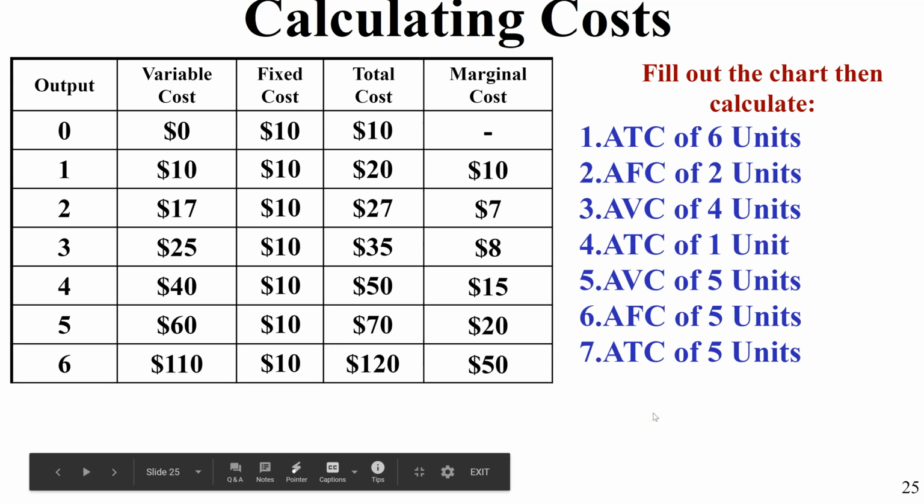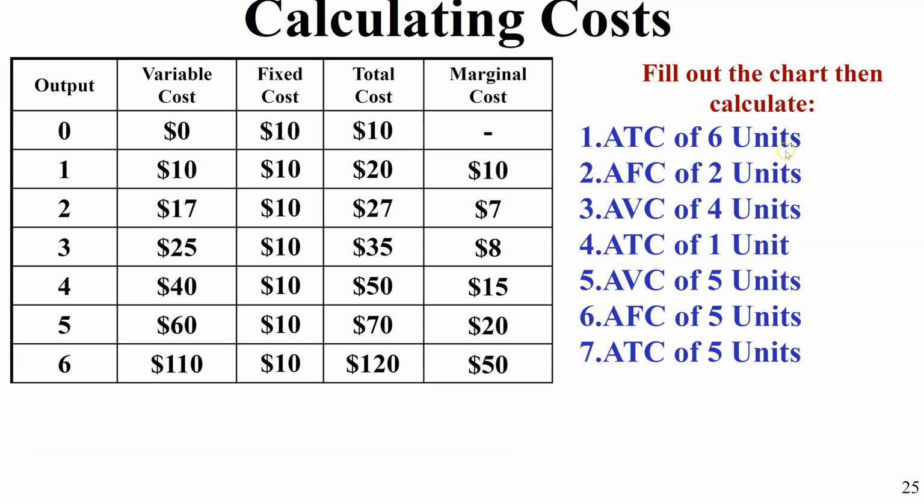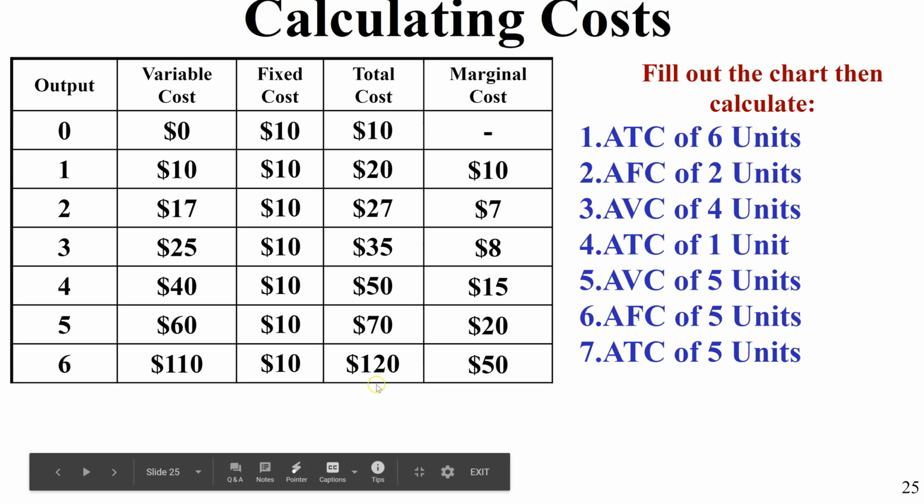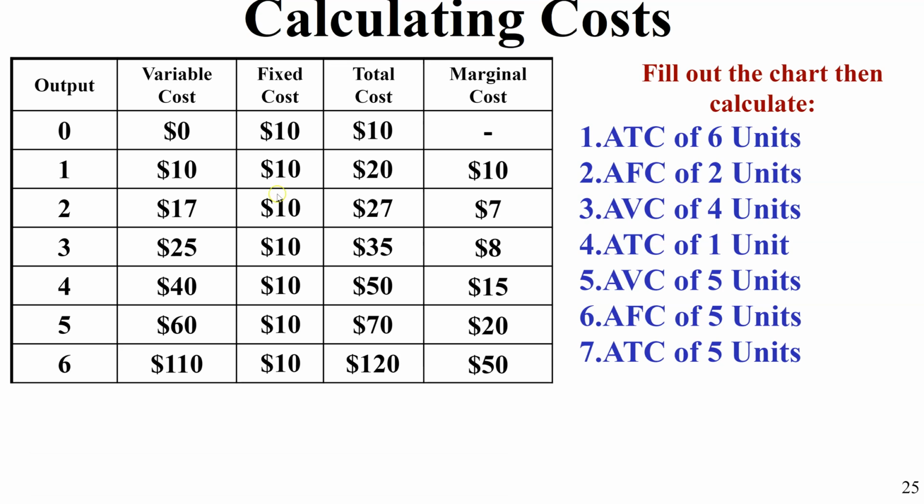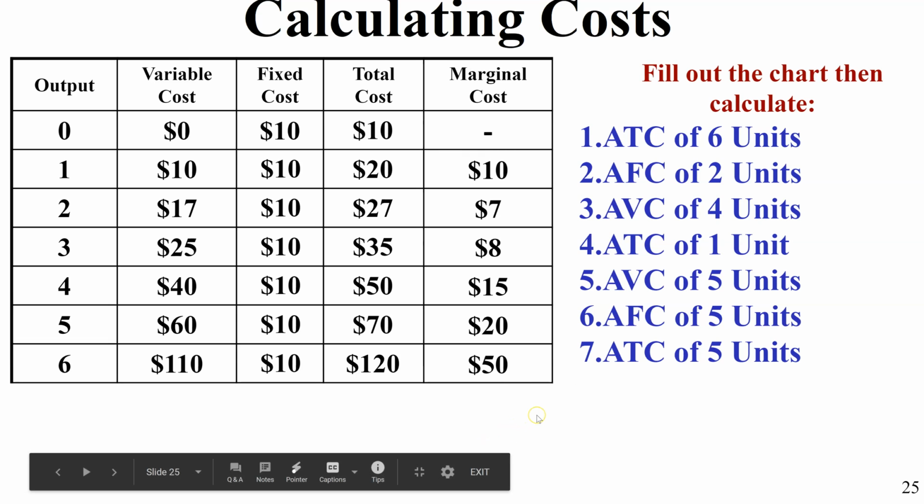Now, if you want to pause the video and try to figure out, well, what is the average total cost of 6 units? In this example, you would take the total cost, divide it by 6, and you would get an average total cost of $20. You do the same thing for AFC of 2 units. What is the average fixed cost of 2 units? Well, your fixed cost is 10, you're producing 2 units, so your average fixed cost would be $5. And you can continue to do the same here. You can start the video again when you're done.